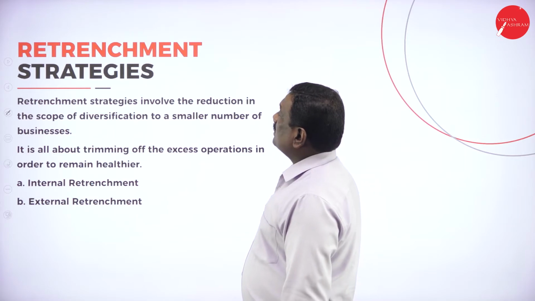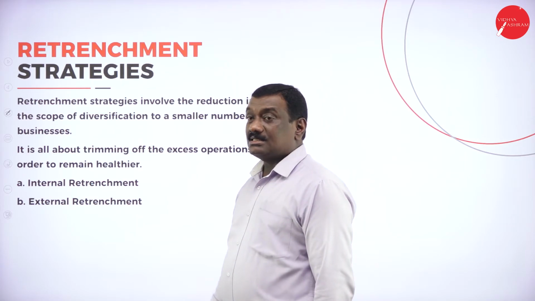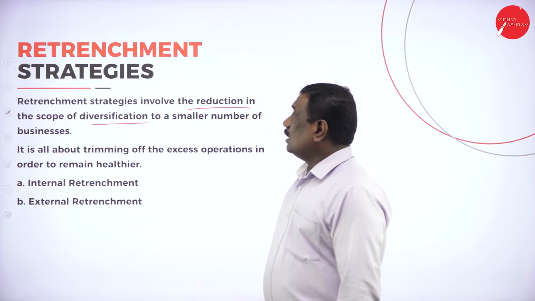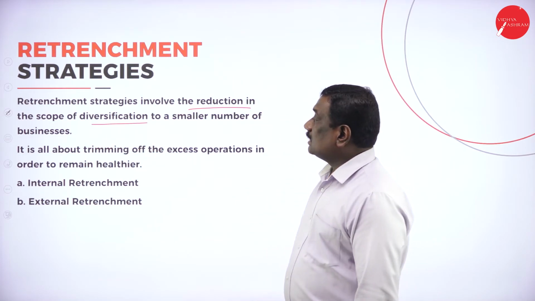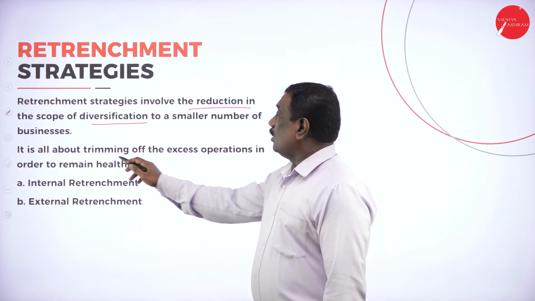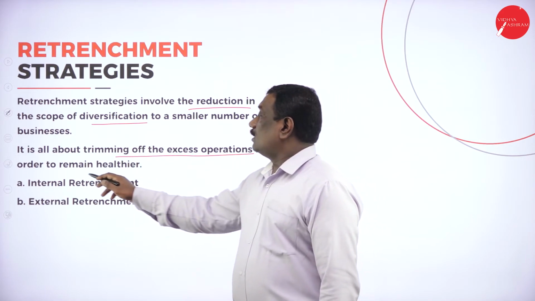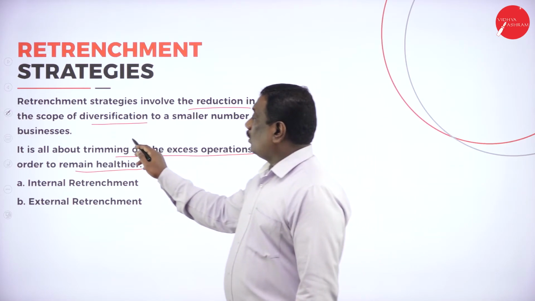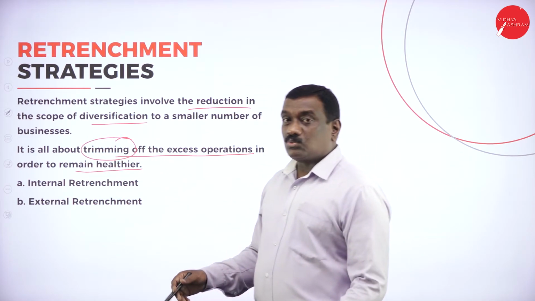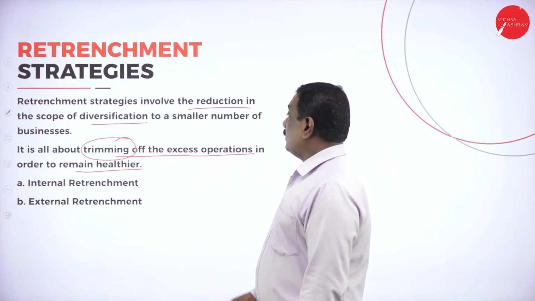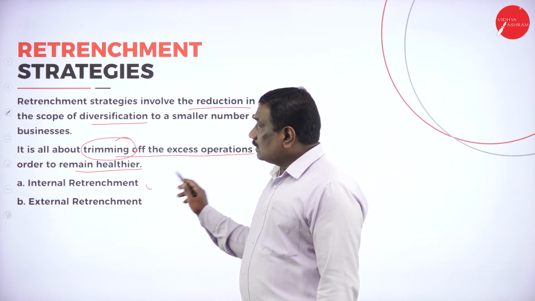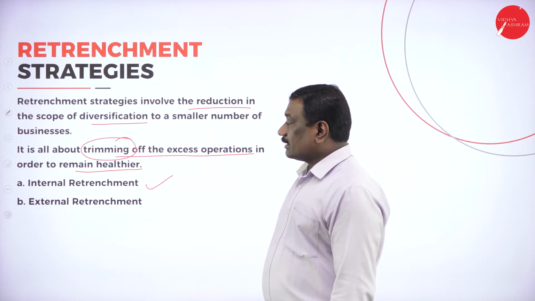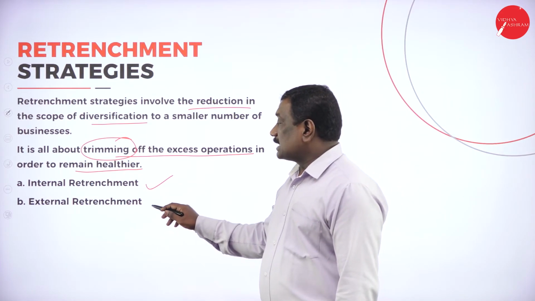Then retrenchment strategies. Under this strategy it involves the reduction in the scope of diversification to a small number of businesses. It is all about the trimming of the excess operations in order to remain healthier. So retrenchment means trimming or cutting off the excess in order to remain healthier. Under retrenchment strategies we have internal retrenchment and external retrenchment.